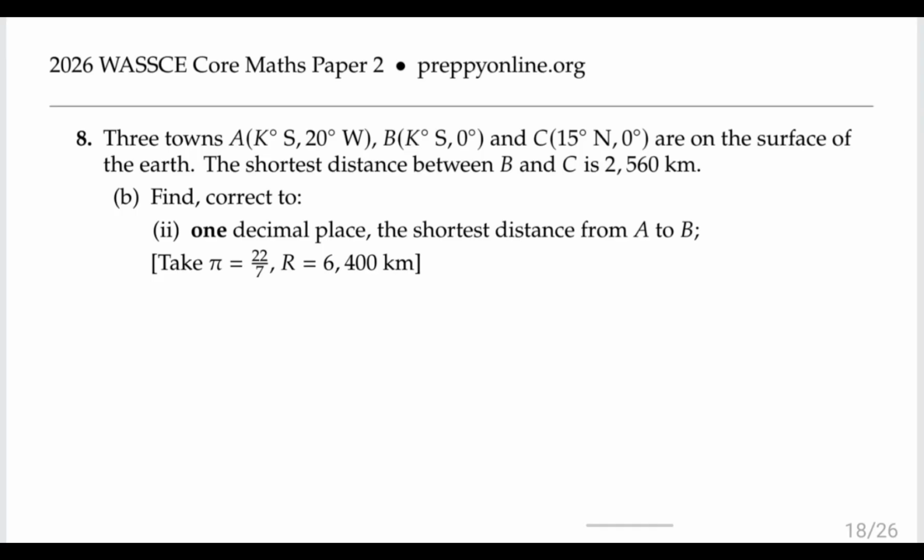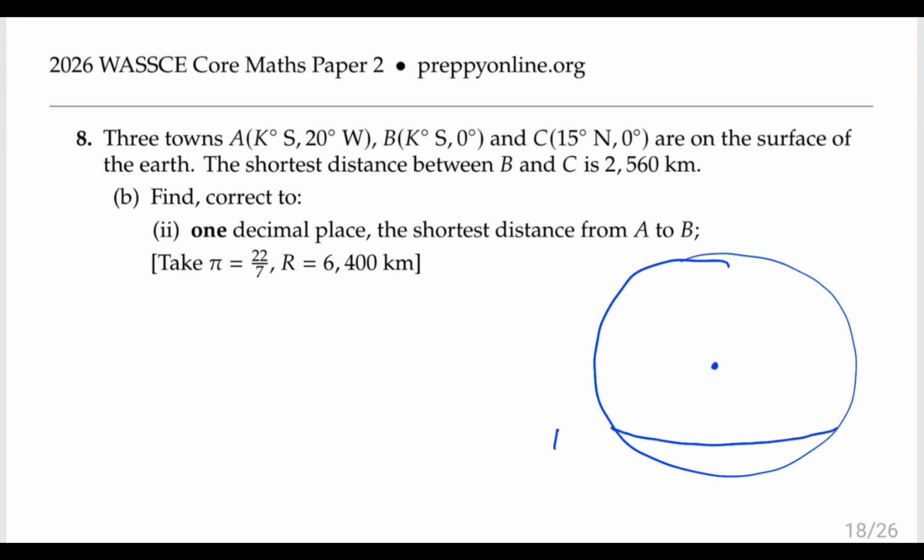So same question 8. We are now doing BII. We are supposed to find to one decimal place the shortest distance from A to B. So again, we have our sketch of the Earth, a big ball. And then we have our latitude, K. I'm drawing this over and over again so that we get some familiarity with drawing the Earth as a sphere.